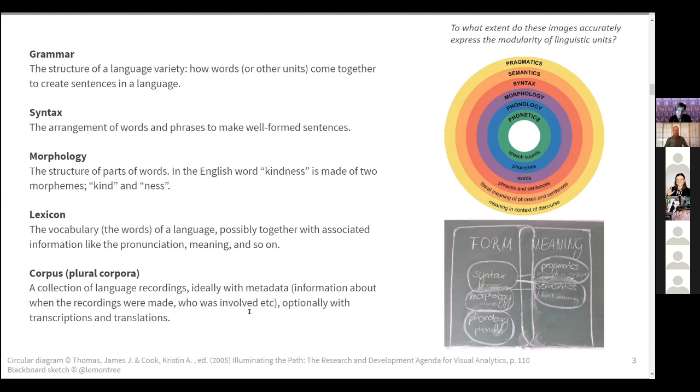So the corpus, and this is an interesting word, the plural is not corpuses, like porpoises. The plural is corpora. It is a collection of language recordings, not individual words, but whole phrases, whole sentences. And the interesting thing about that is, ideally, it comes with what we call metadata. So information about when the recording was made, who was involved, who spoke it. Optionally, you could have a transcription and a translation.